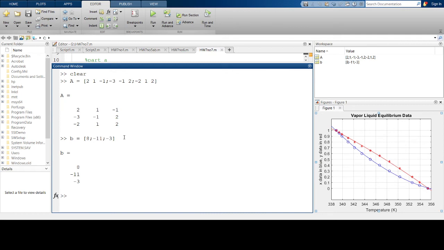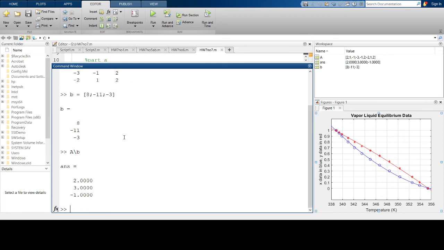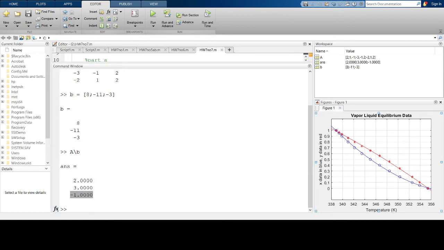And then to solve a system of equations, I'm just going to go A backslash B, and you're going to get the solution. So x is equal to 2, y is equal to 3, z is equal to minus 1. Okay, so this was part C.